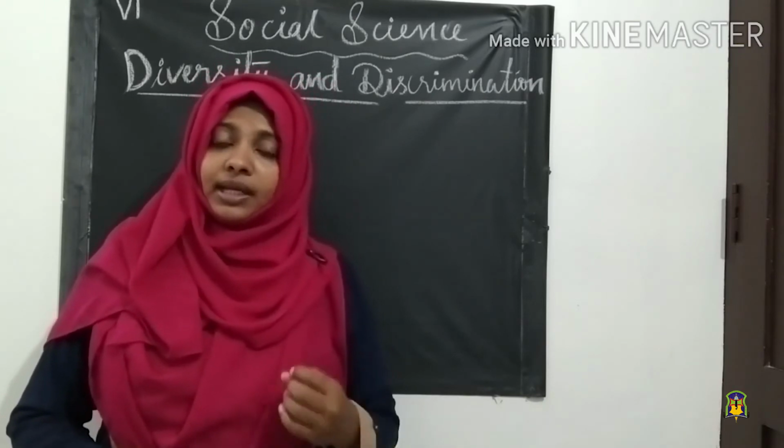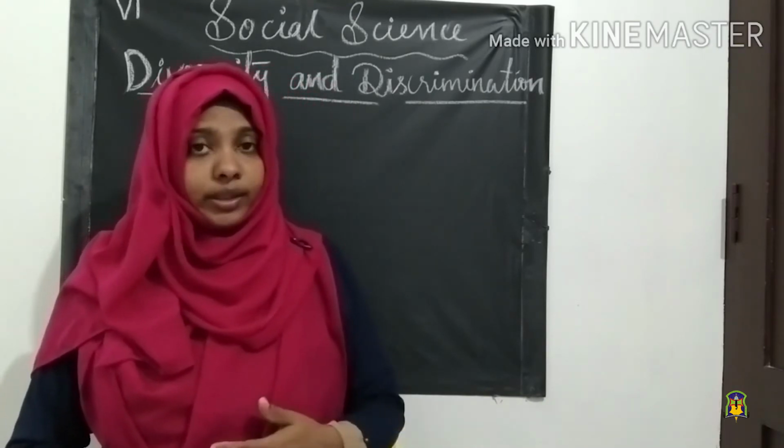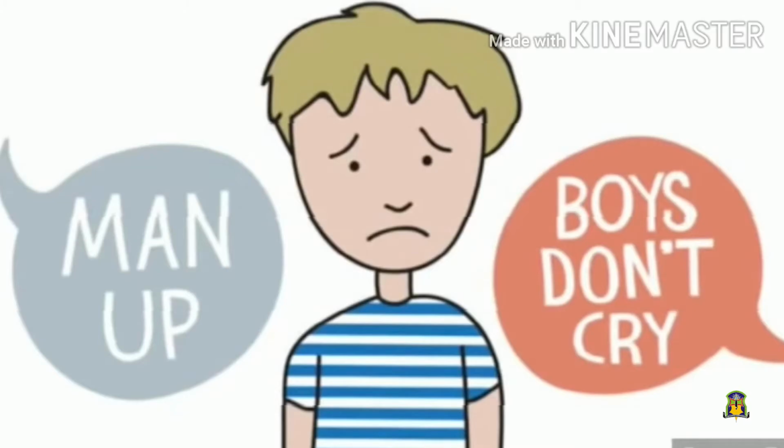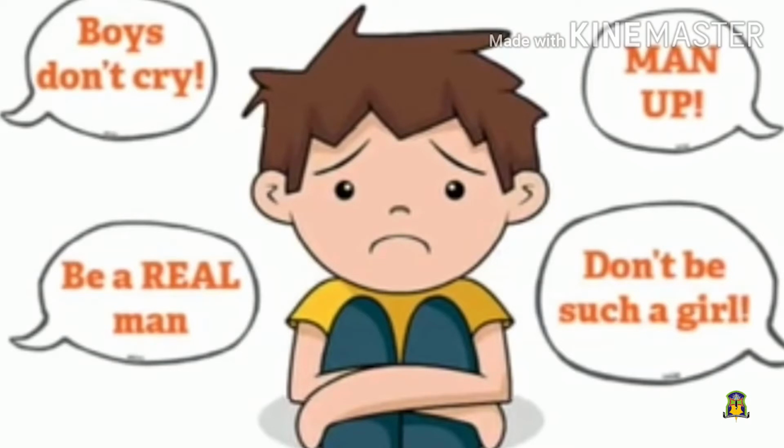For example, listen to this statement: they don't cry. This statement, they don't cry, is associated with a boy or a girl? Boys don't cry or girls don't cry? Yes, boys don't cry. Even as a child, when boys fell and hurt themselves, the parents and other family members often console them: Oh, don't cry, you are a boy. Boys don't cry. Soon, every child starts believing that crying is a sign of weakness and as a boy, I'm not supposed to do so.